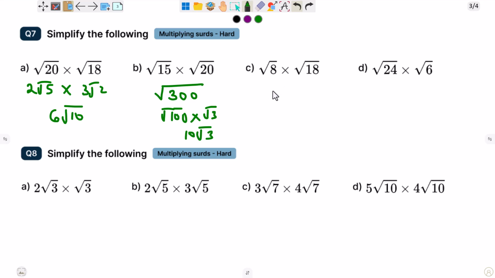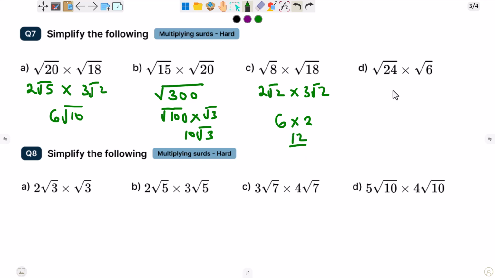And next for here, you got root 8 times root 18. I'll rather simplify this because root 8 is root 4 times root 2, and that will definitely give you 2 root 2. And root 18 is 9 times 2, and that's going to give you 3 root 2. Okay. And of course, if you multiply 2 and 3 here, it gives you 6. And root 2 times root 2, well, that will give you just 2. And if you work that out, you'll get 12 as your final answer.